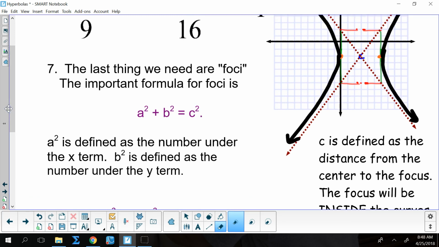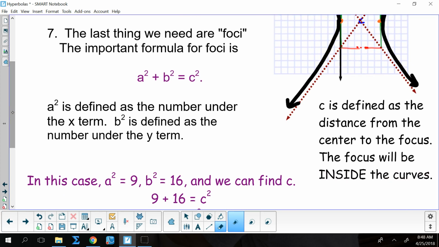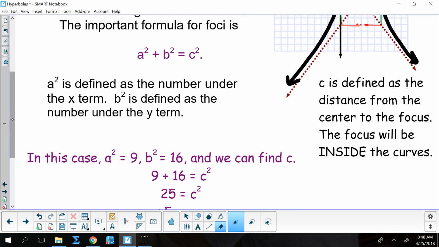What is C? This is from the center to the focus. Which was the same in ellipses, which was the same in, well, it was P. We called it P in parabolas. But yeah, so C is the distance from the center to the focus. And the focus is going to be inside the hyperbolas. So a squared in this case is 9. B squared is 16. So 9 plus 16 is 25. So c squared is 25. So what's c? 5. Take the square root of both sides.